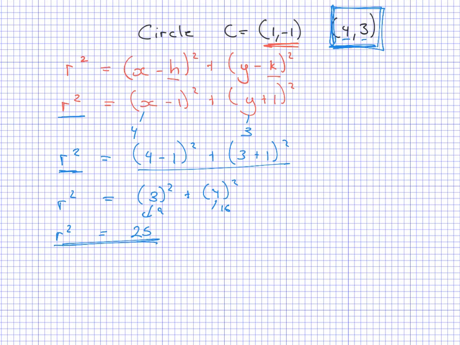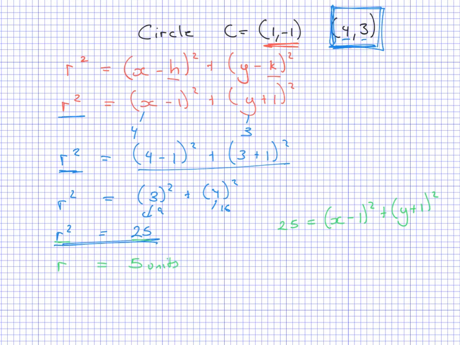Now really, this is all we need to write down the equation of the circle, because it's just going to look like this. (x - 1) squared plus (y + 1) squared equals 25. If we were curious and we wanted to know what the radius of the circle was, we would just square root both sides of r squared equals 25 and come up with the radius of 5 units.